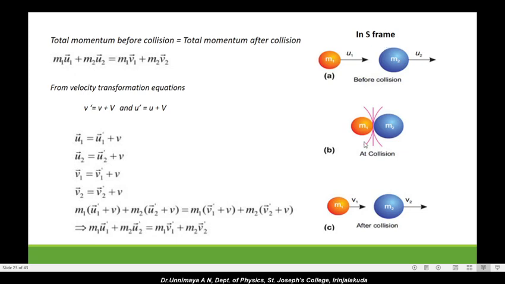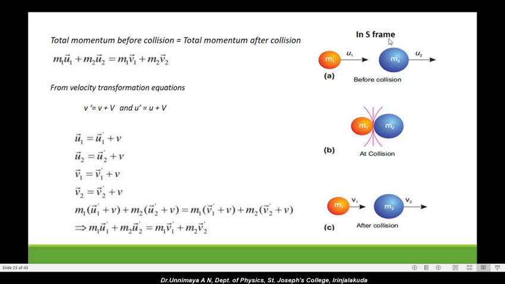So at collision, what happens? These two particles collide with each other. Then after collision, what happens? The velocity of the two particles changes. After collision, let v1 be the velocity of the first particle and v2 be the velocity of the second particle. So this is the situation in the S frame.